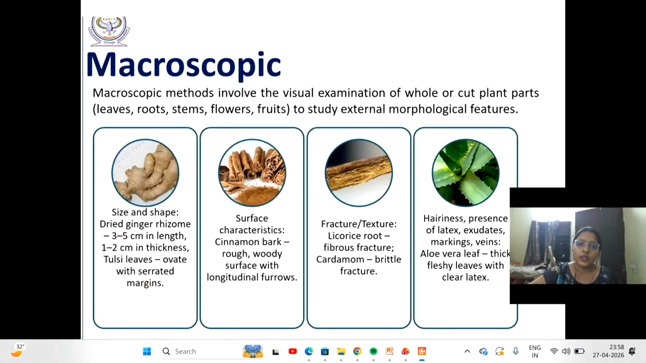Like the surface characteristic of cinnamon bark, a rough woody surface with longitudinal furrows; the fracture texture of licorice root, a fibrous fracture; cardamom, brittle fractures; hairiness, presence of texture, exudates, markings, veins; aloe vera leaves, thick, fleshy leaves with clear latex. These are some features that we are going to see for the leaf, root, stem, flowers, and fruits.